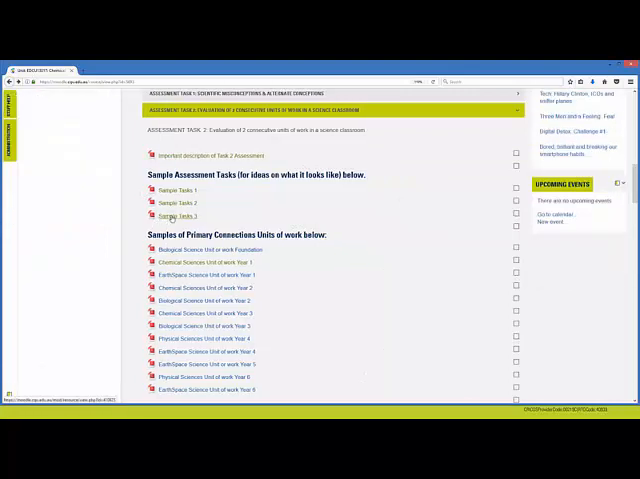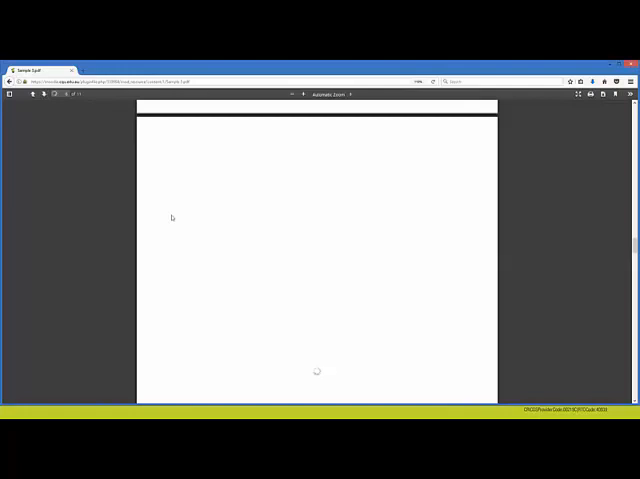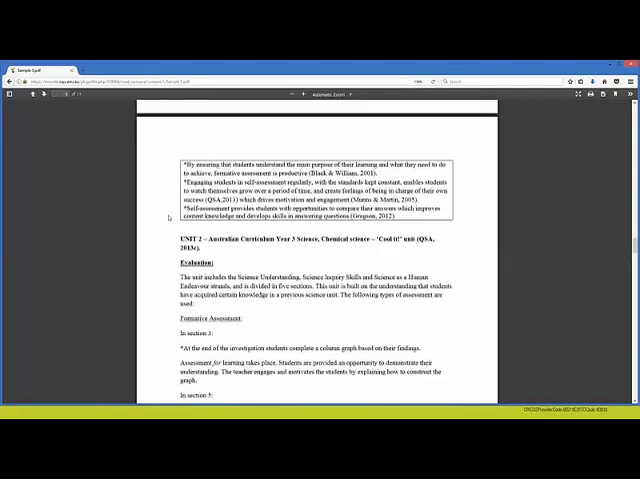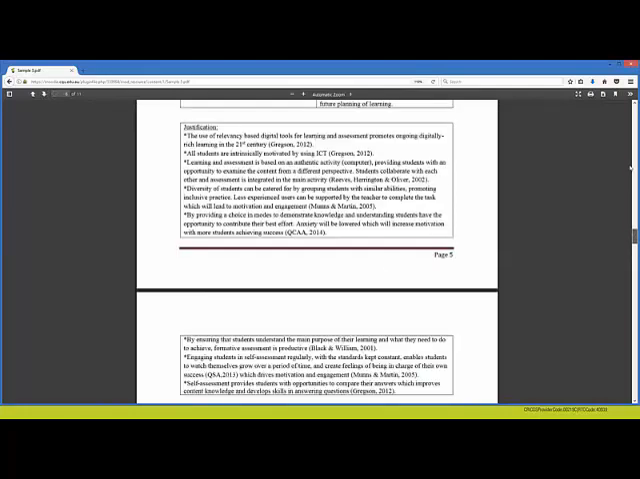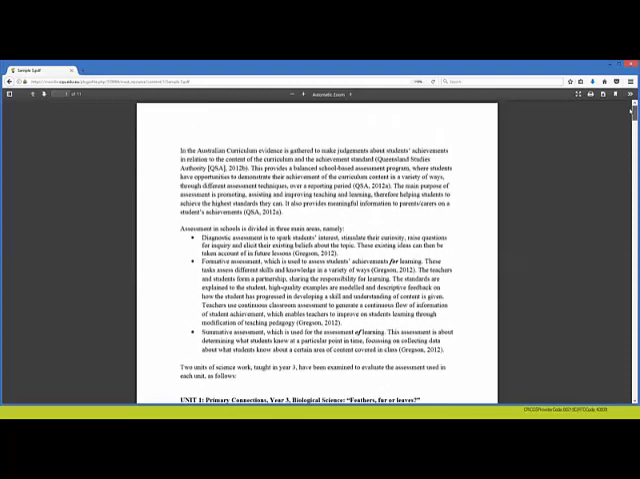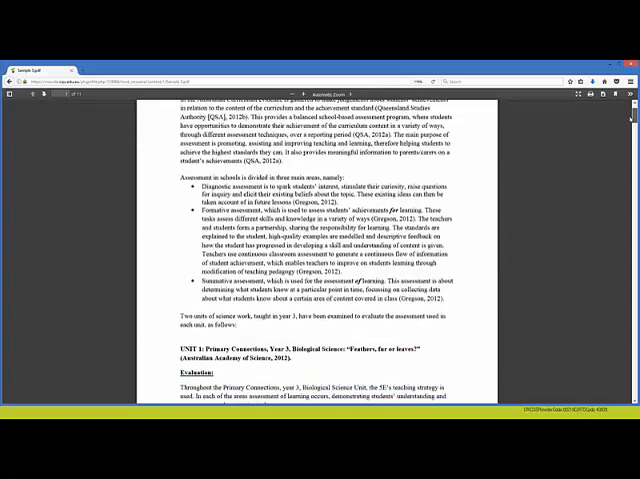Sample task number 3. I'll just make a quick comment on that one. You can have a look at it here. Again, quite text heavy. We're starting off with theoretical descriptions of the purpose and role of assessment. And that can be done in one sentence. Now, you don't need to spend a whole lot of time and effort on that.